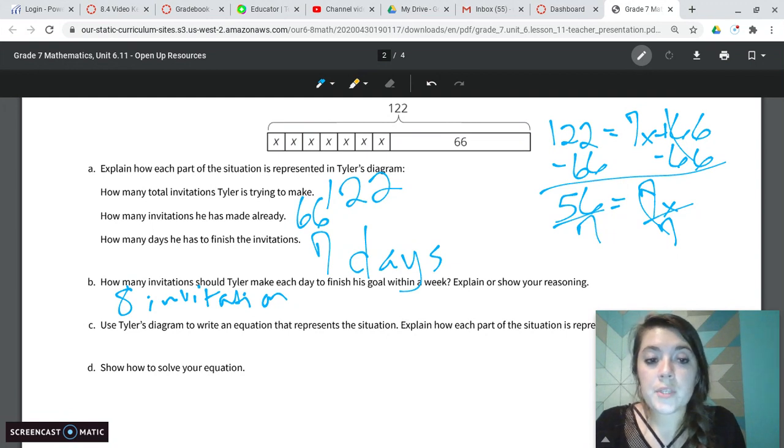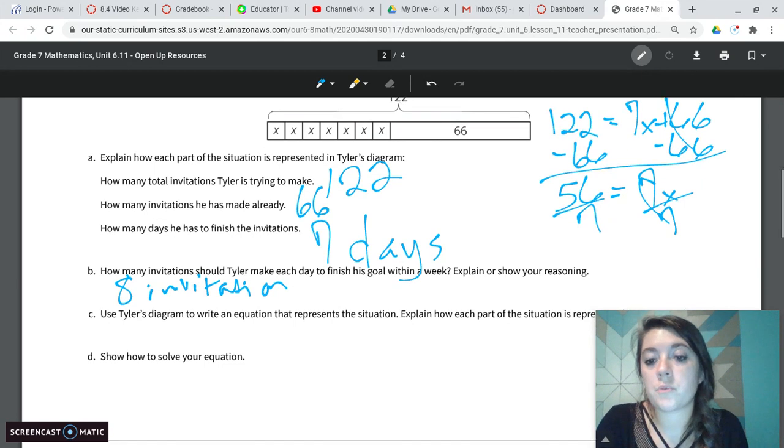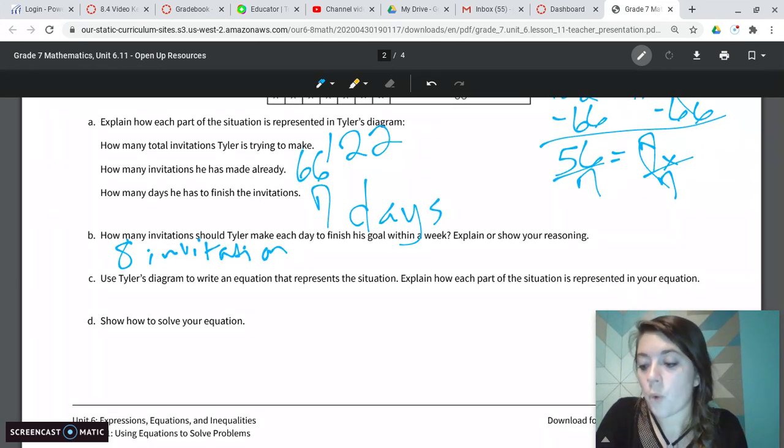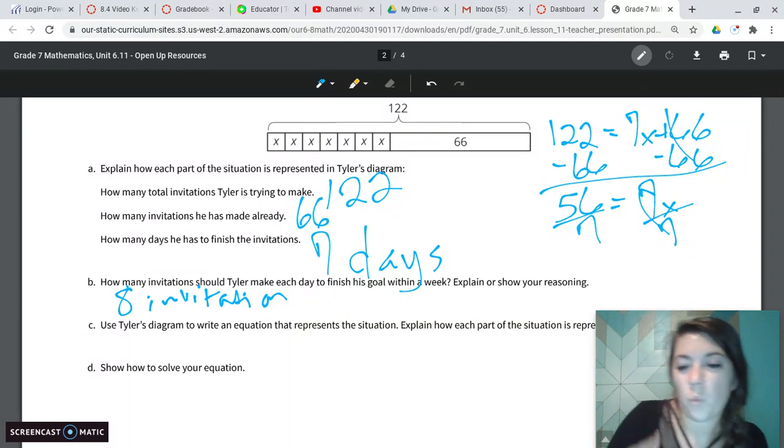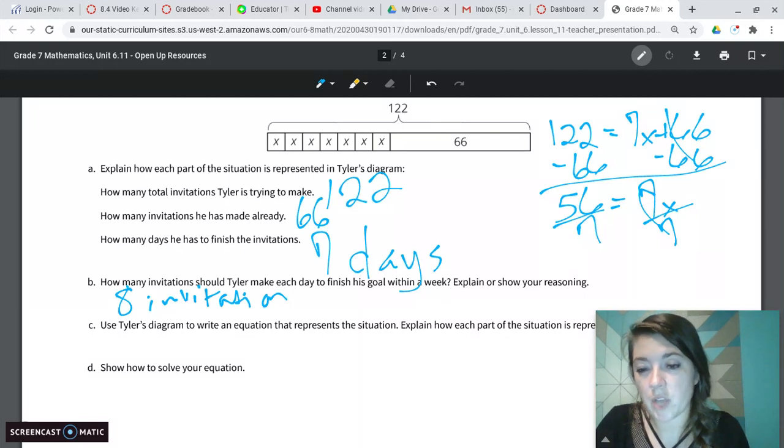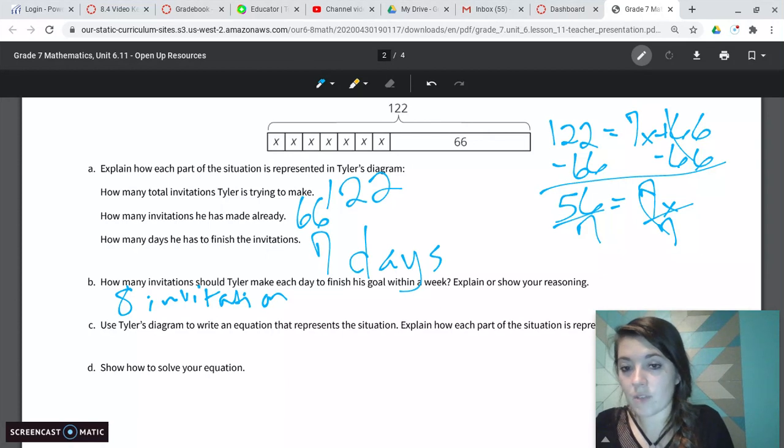So for part C, use Tyler's diagram to write an equation that represents the situation. Explain how each part of the situation is represented in your equation. So we already wrote the equation. We have 122 equals 7x plus 66. I'm going to explain this rather than write it out because there's not a lot of space. So he makes the same amount, x, for each of the 7 days. So that's how we got the 7x, because there's 7 days where he's making the same amount of invitations. So there's our 7x. Then he's already made 66 invitations.